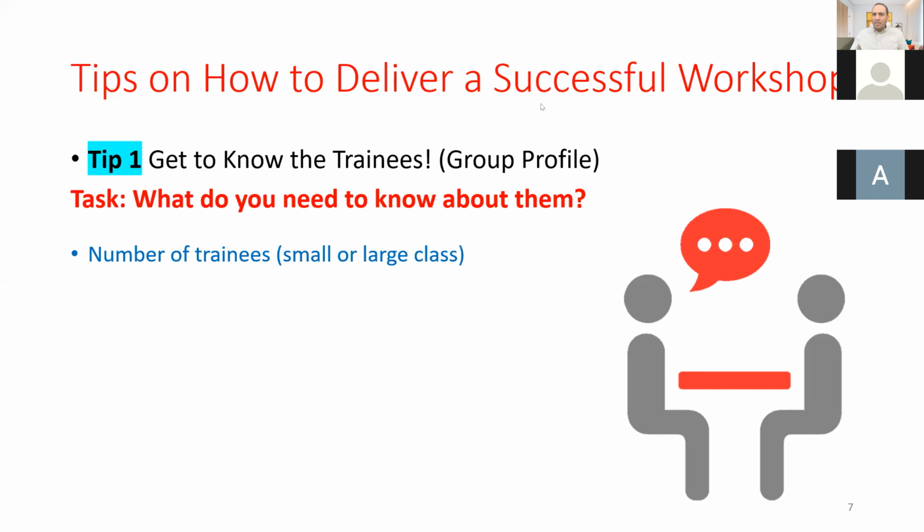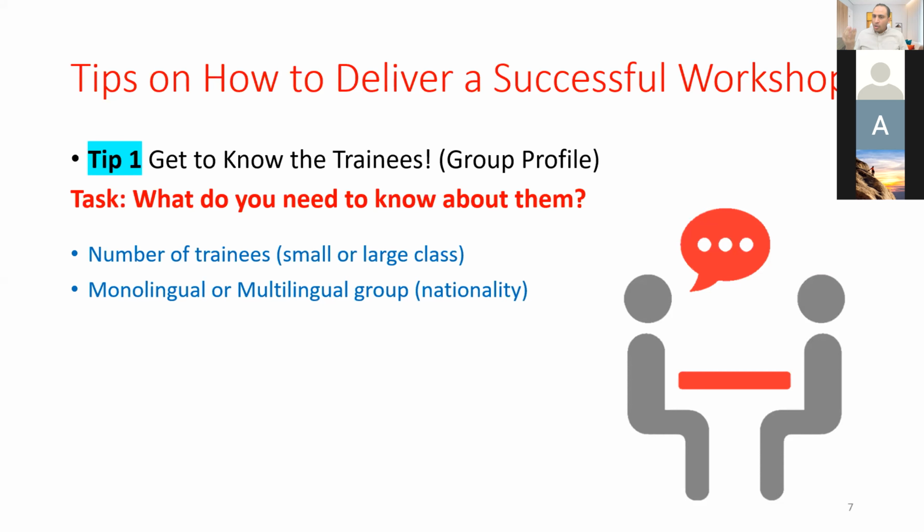You know, small is like what? 5 or 10 or even 12. But we are over 44 trainees, so it's a big group. We don't say it's a large group, but it's a big group, okay? Monolingual or multilingual, what does that mean, guys? Do they speak the same native language? Are they all from the same country or different countries, the same language or different?